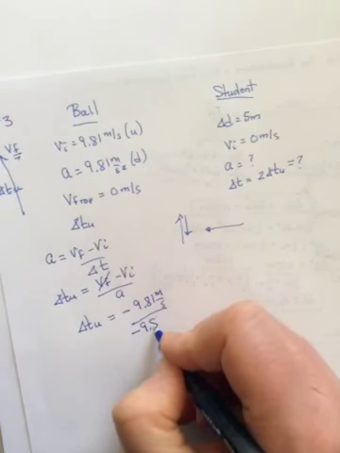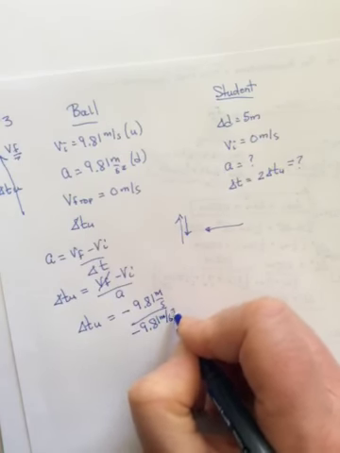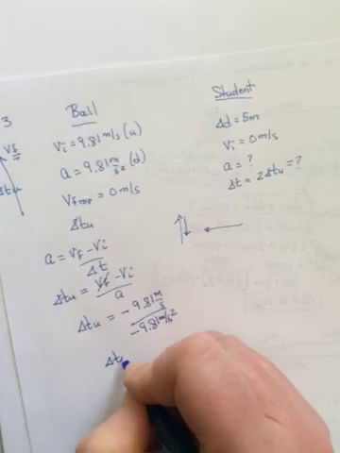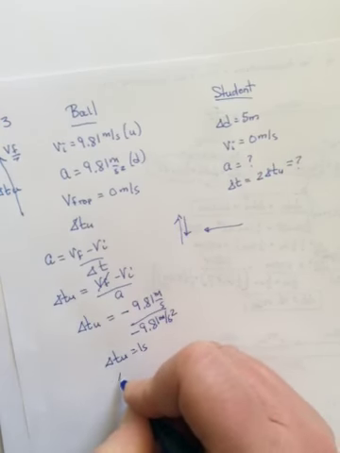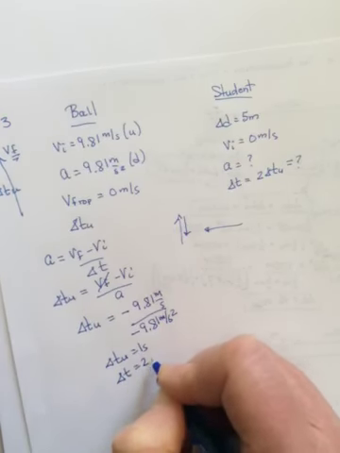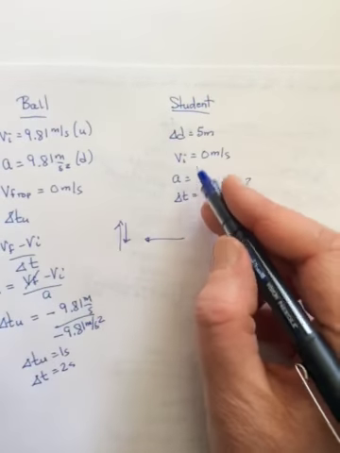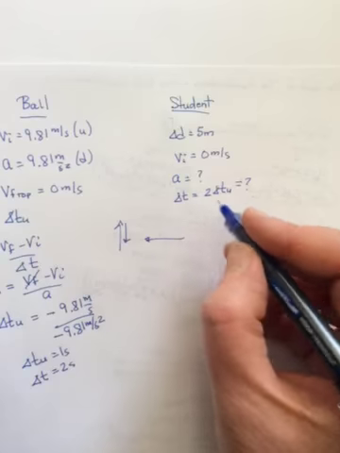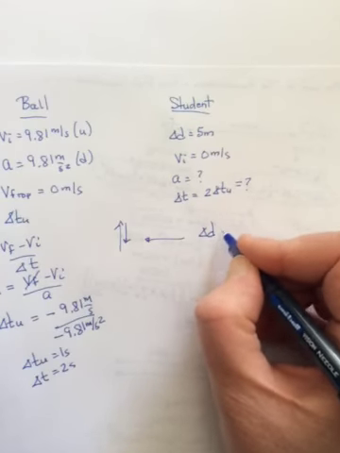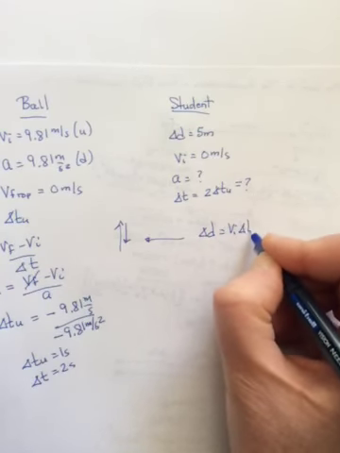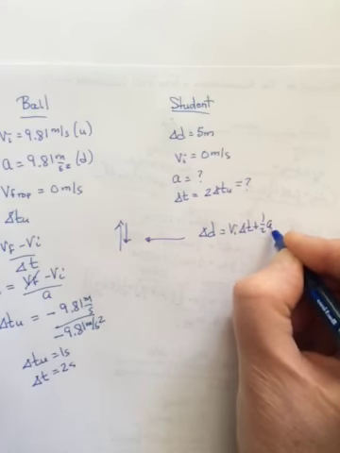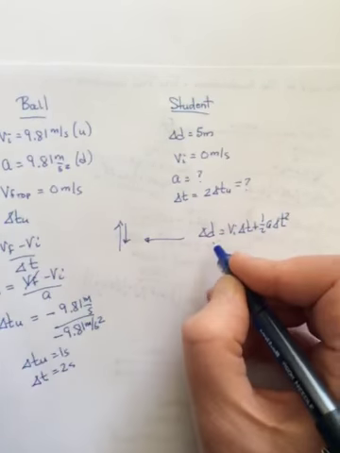Gravity has to go in as a negative 9.81 meters per second squared. So the time up is going to be 1 second, which means the full time is 2 seconds. So now we can go to the student, and we want the A. We have the delta D, the VI, and the delta T. So delta D is equal to VI delta T plus 1/2 A delta T squared.